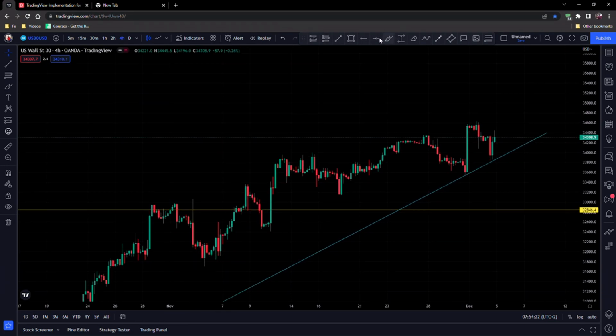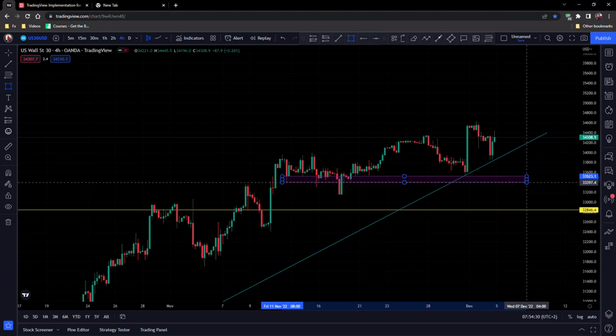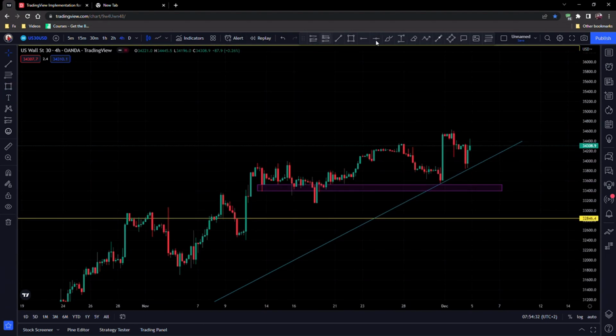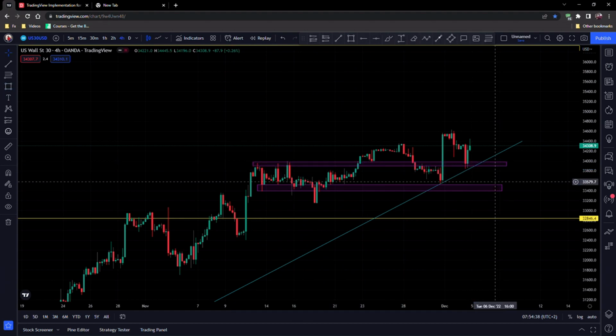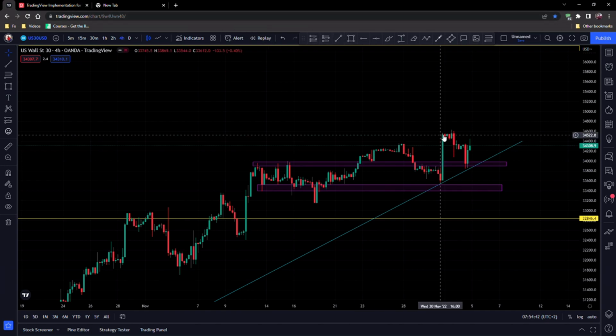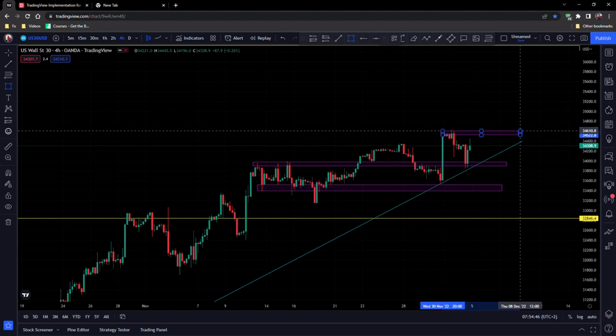Right now you can see we have this area right here. This area is a support area. We're going to have this area as support for the week. We also have this one right here as another support for the week. We also have this area right here. This area is an area of resistance.